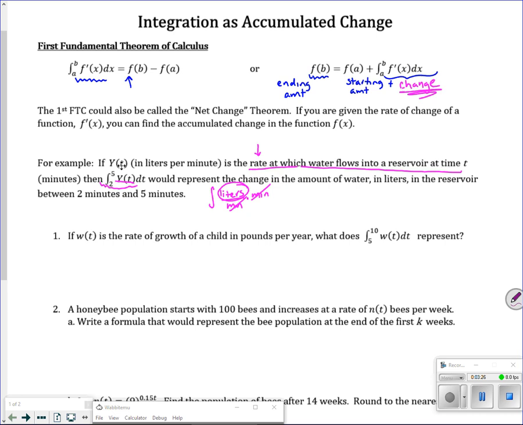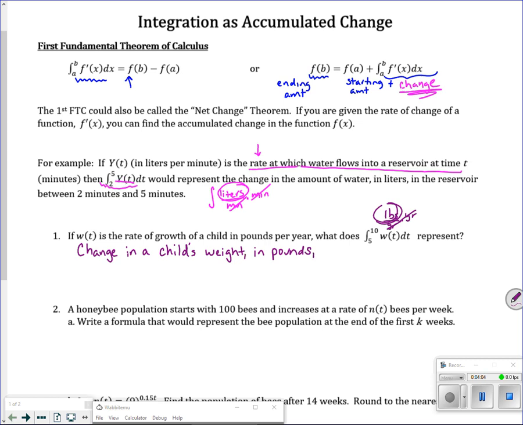That integral would be, use units to help you. If it's pounds per year times years, that integral, when you get a number, it's going to be pounds. Well, think about what is measured in pounds. Okay, so this is going to be the change in a child's weight in pounds. So you tell what it is. What's the change in a child's weight?